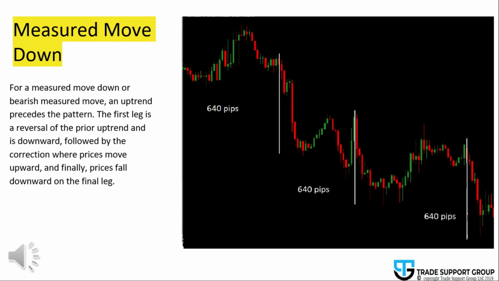Also note that during this bearish trend, we see the bearish flag pattern. These are the periods where there is a slight correction and then the 640 pip movement afterwards to the downside. So if we tie in the bearish flag pattern with the measured move down, we have just created our first combination.